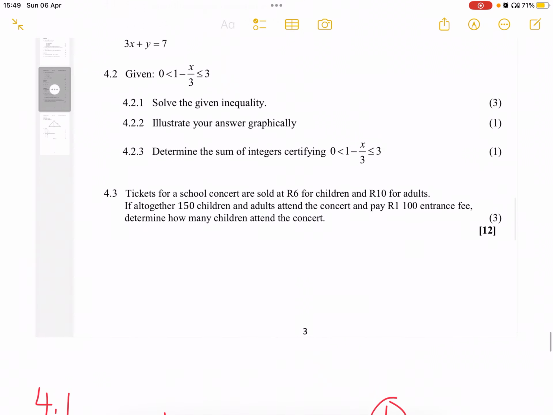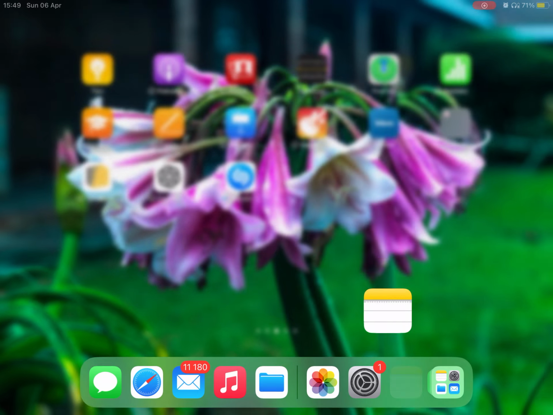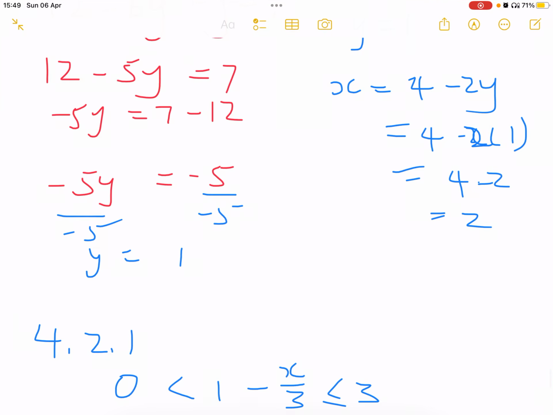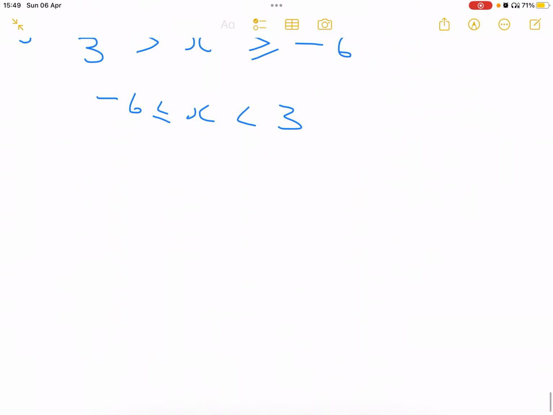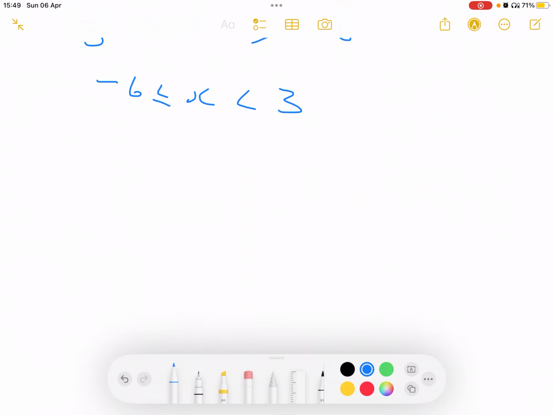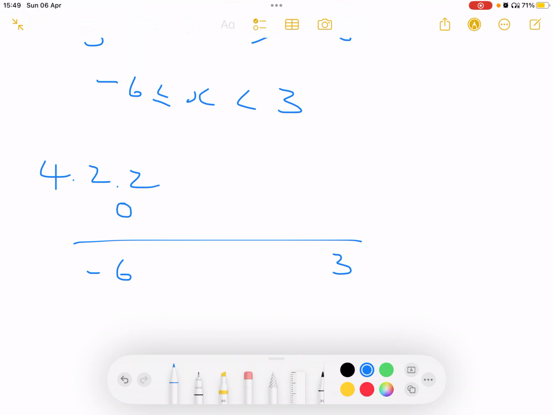4.2.2, they said we must illustrate it graphically. So we start with the digit on the left and the digit on the right. Then we check: closed circle, open circle. All the values of x, including minus 6 but excluding 3, are on this number line.